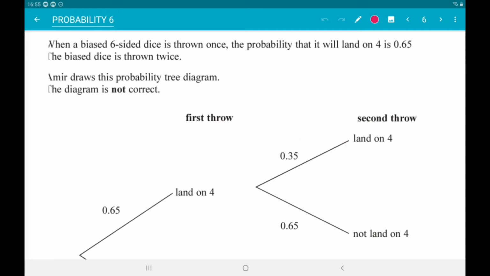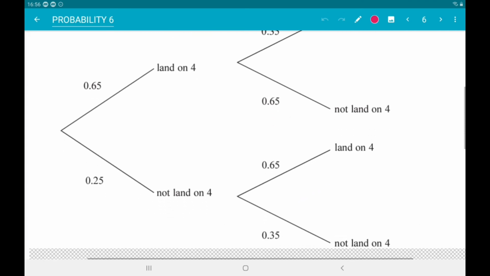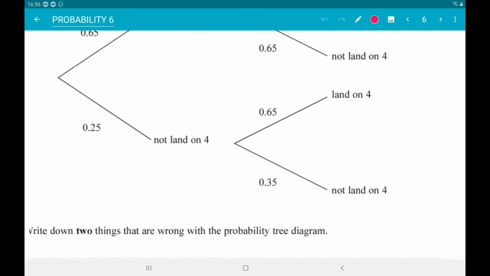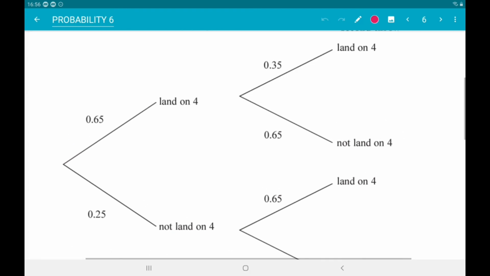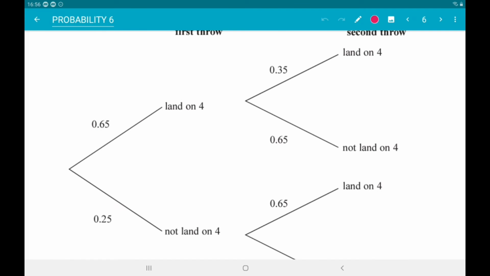Next up, when a biased dice is thrown, the probability it lands on 4 is 0.65. The dice is thrown twice. Amir draws this probability tree diagram, and we're told it's not correct. So we're asked to find two things wrong with the diagram. Alright, so on the first tree, the probabilities don't add up to 1.